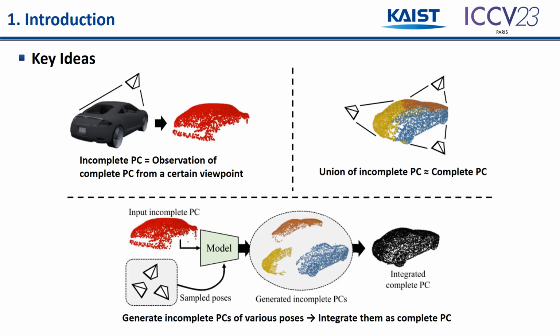Before we go further, I will introduce three key ideas of our study. An incomplete point cloud usually results from self-occlusion, which occurs when observing an object from a certain viewpoint. Therefore, if we obtain multiple incomplete point clouds of the object from various viewpoints, a union of them would be a complete point cloud. Based on this, we formulate point cloud completion as generating multiple incomplete point clouds using a single input incomplete point cloud and sampled poses.